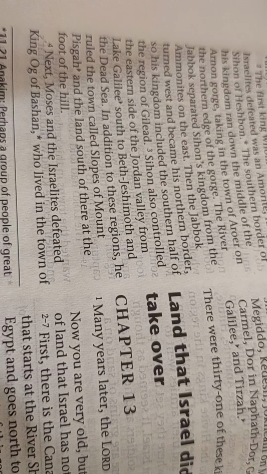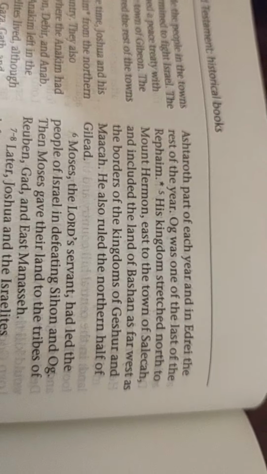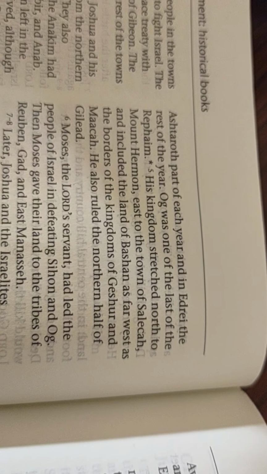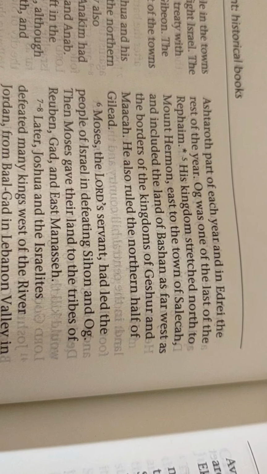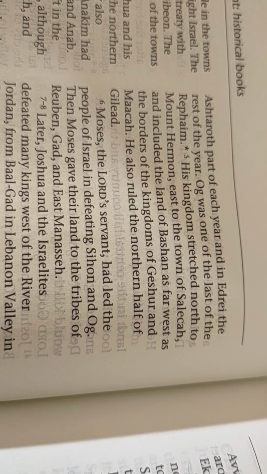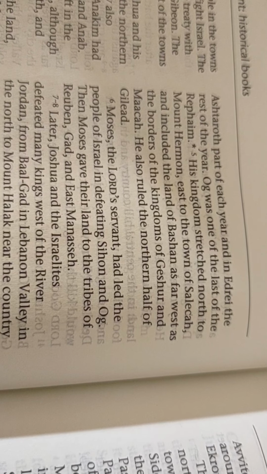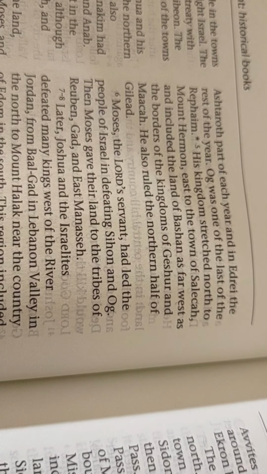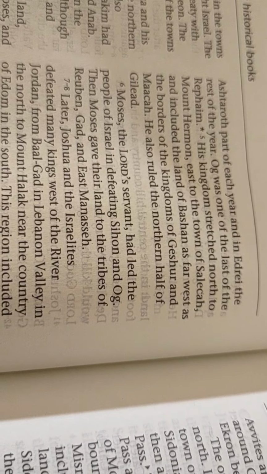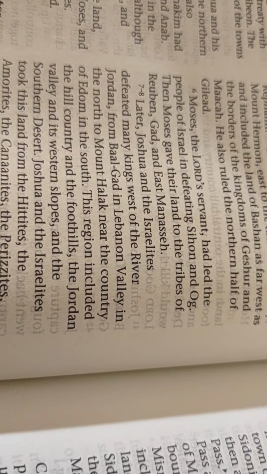Next, Moses and the Israelites defeated King Og of Bashan, who lived in the town of Ashtaroth part of each year and in Edrei the rest of the year. Og was one of the last of the Rephaim. His kingdom stretched north to Mount Hermon, east to the town of Salekah, and included the land of Bashan as far west as the borders of the kingdoms of Geshur and Makkah. He also ruled the northern half of Gilead.